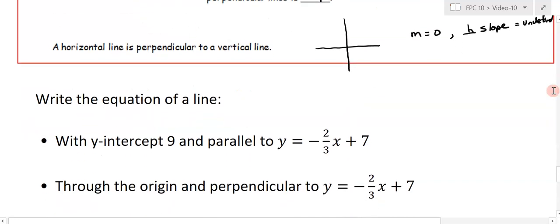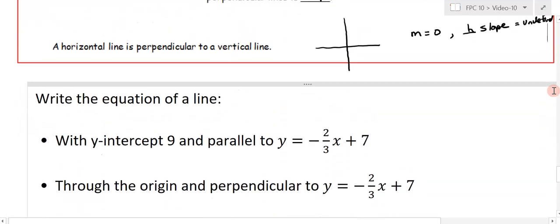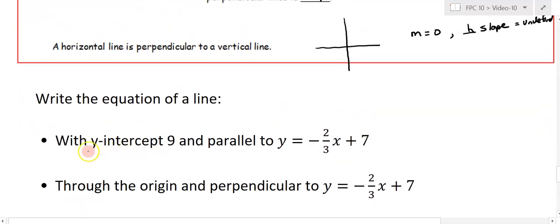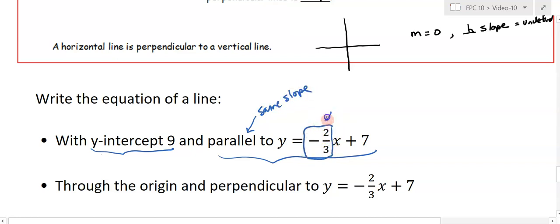Let's practice with that. With a y-intercept, we're going to find the equation of a line that has a y-intercept of 9 and is parallel to this equation. Well, if it's parallel to this equation, it has the same slope. And since this is in slope-intercept form, I know the slope. My slope is m right there. So I can create my equation by plugging in m, the slope of my line, and my y-intercept for b, plus 9. There's the equation of a line parallel to this one with a y-intercept of 9.